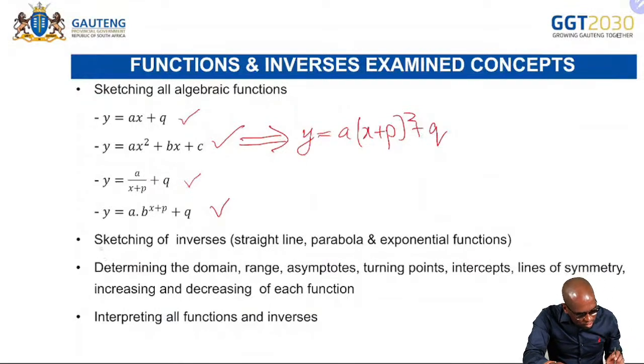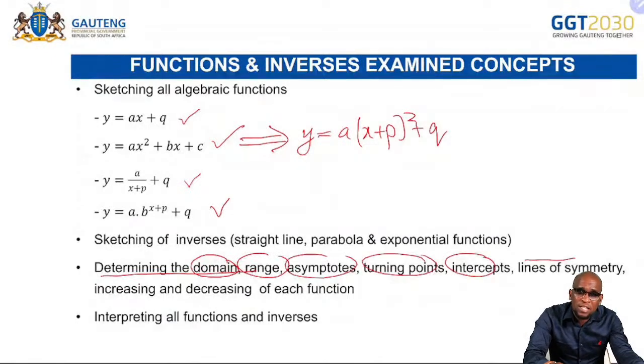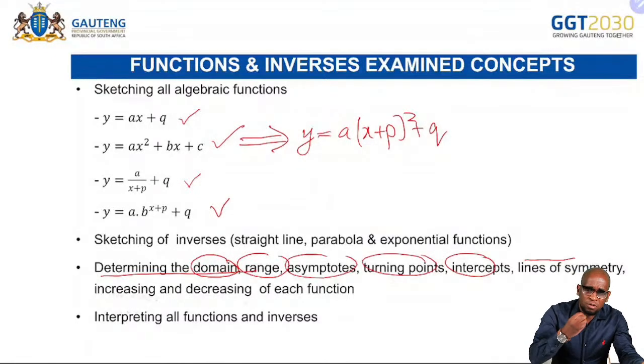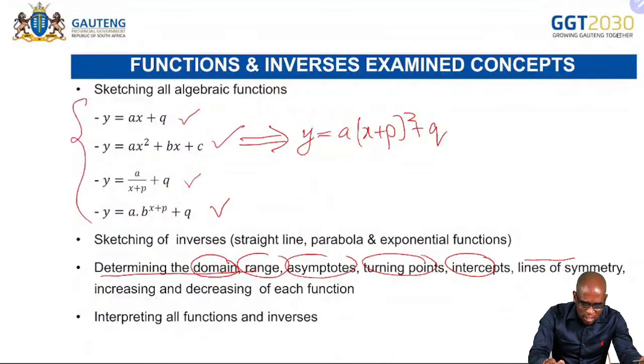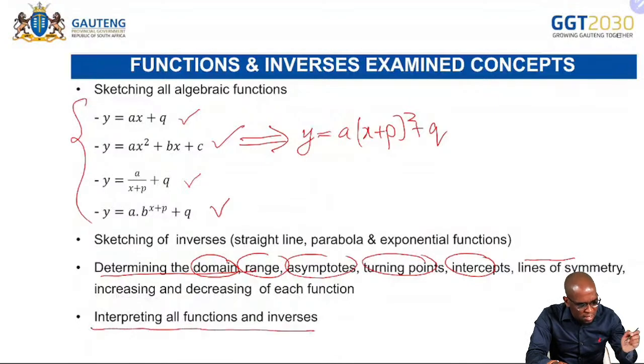Now, determining the domain, the range, the asymptotes, turning point, intercepts, line of symmetry, and whether the function increases or decreases. Those are the basic characteristics of functions, and you should be able to determine them for all those algebraic functions that we've mentioned here. You should be able to take out the domain, the range, asymptotes where applicable, turning points where applicable, intercepts, line of symmetry where applicable. We should also be able to interpret all the functions together with their inverses. That's very, very important.